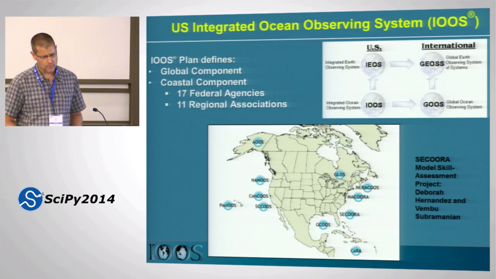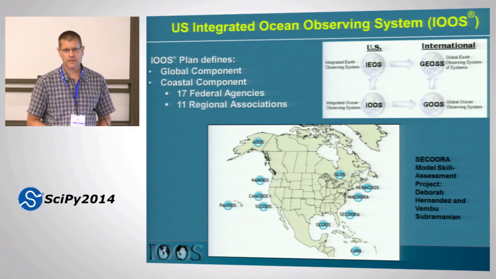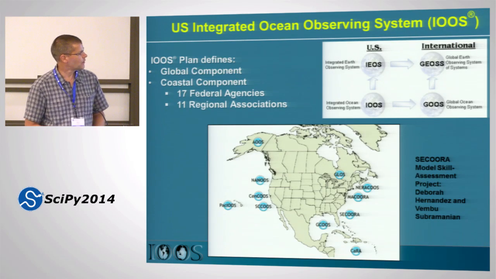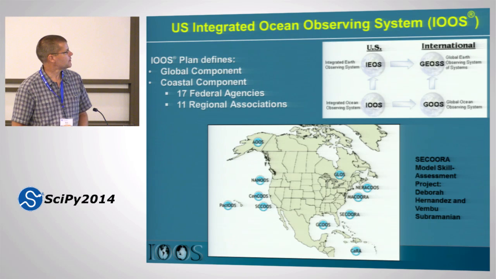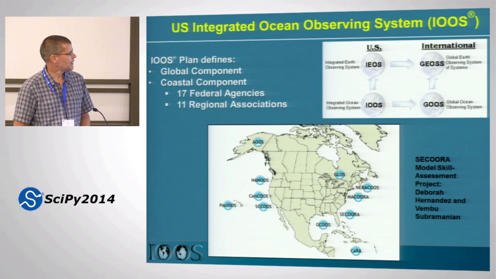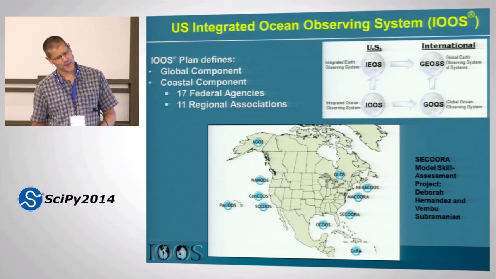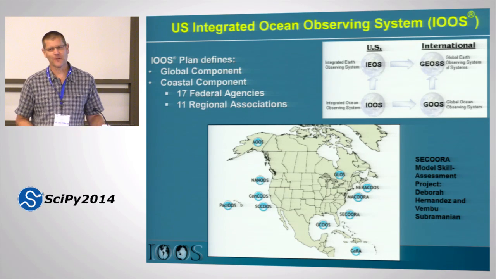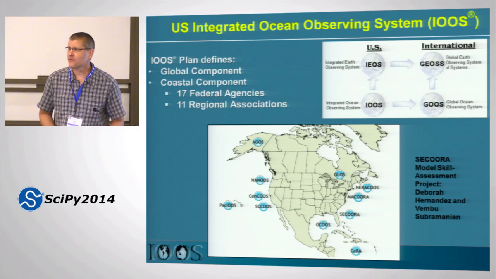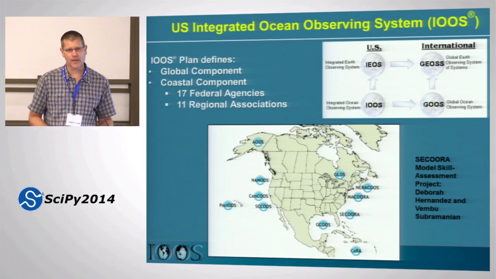So, just a word about the Integrated Ocean Observing System. If you haven't heard about this, it's a pretty cool thing. There's 17 different federal agencies and 11 different regional associations around the U.S. And the idea is that in any one of these regions, there's local issues that are important, but there's also a lot of different folks making measurements in the ocean and a lot of different people running models. So academics, state and local governments, as well as feds.